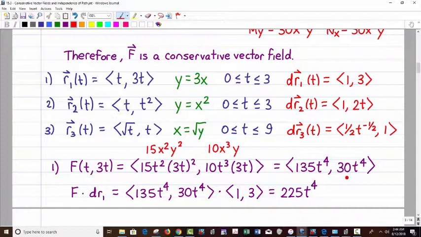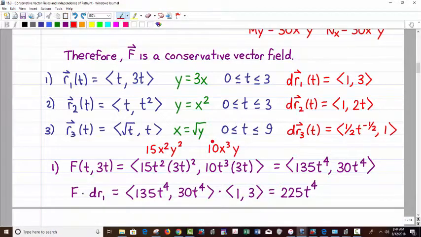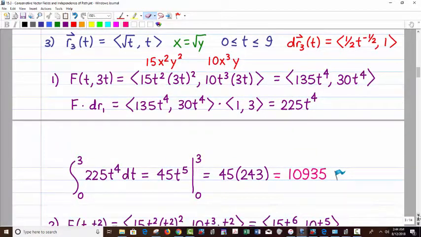So now I'll do F dot dr, which I've labeled with the subscript 1, meaning for the first one. Normally you wouldn't need that if you were only doing it one way. So I'm going to dot this vector field as a function of t with 1 comma 3. And I get 225 t to the fourth. Which means I'm going to integrate that from 0 to 3. That's what t is.